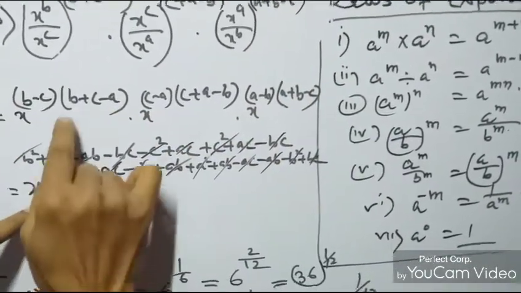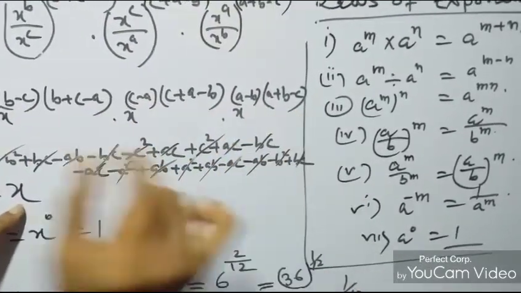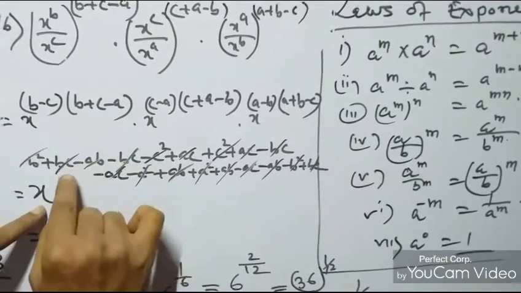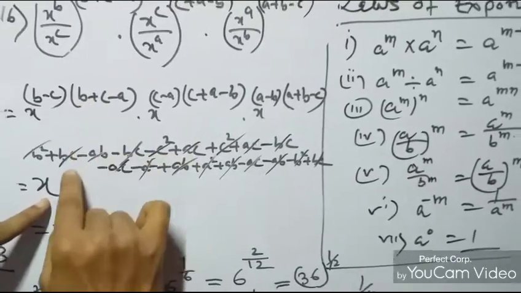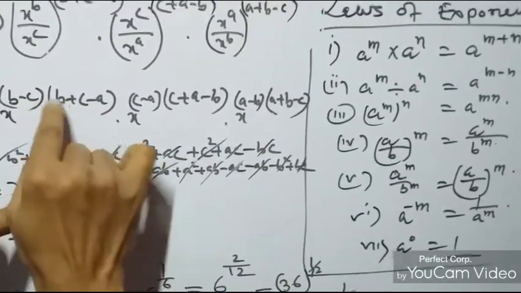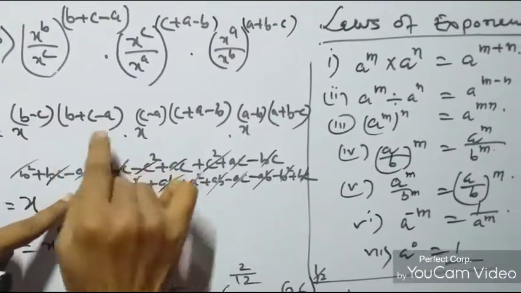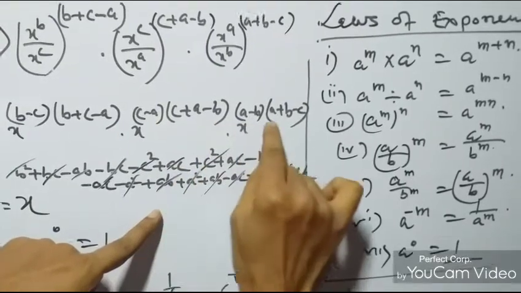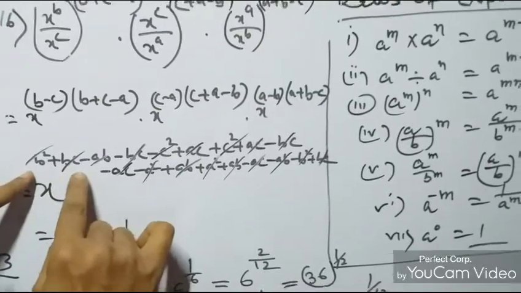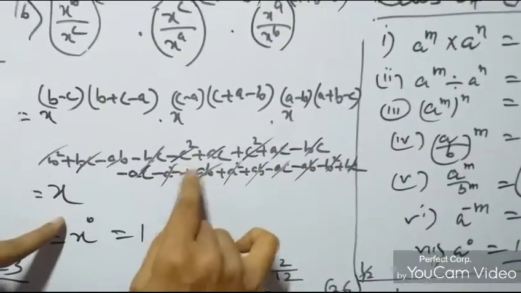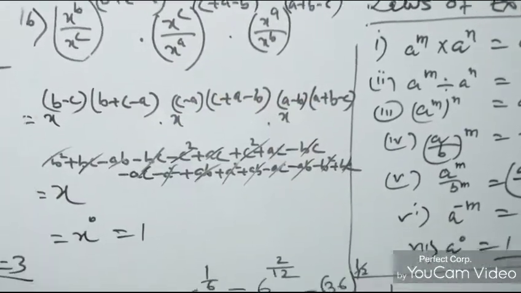So all these bases are same, then all these powers will be added. Here we are just doing this multiplication, this is b into b, that is b square plus bc minus ab, minus c into, that is bc minus c square plus ac. In this way we can just multiply all these three terms, and after doing the calculation, all of this is getting cut off and this is becoming 0. So x to the power 0 equal to 1, which is actually the value of this.